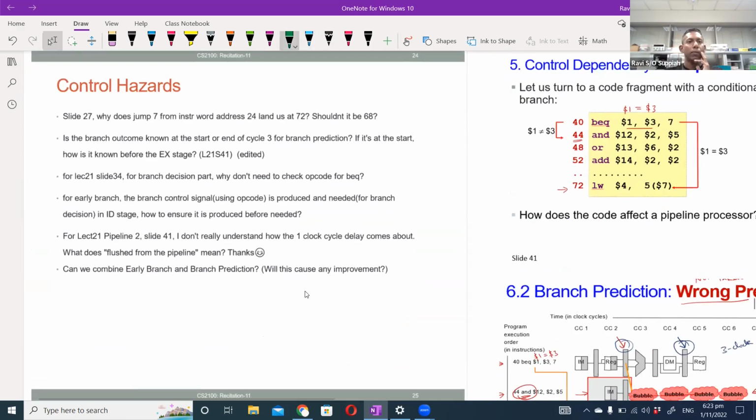So we move on to the control hazards. For the slide, why does the jump go to 72? When you calculate, it's always PC plus 4 plus the offset times 4. So when you add that together, 44 plus 28, you will get 72 over here.